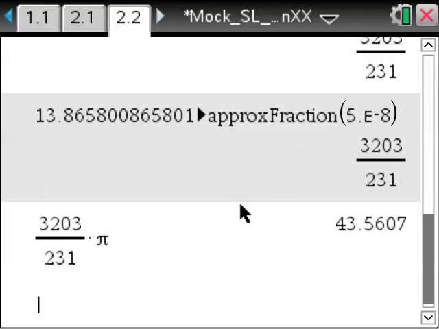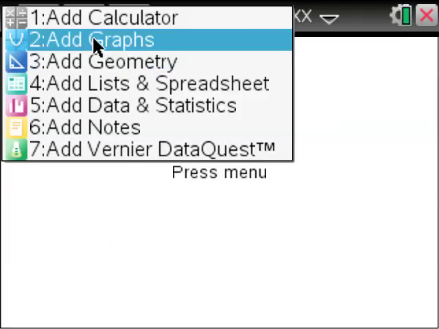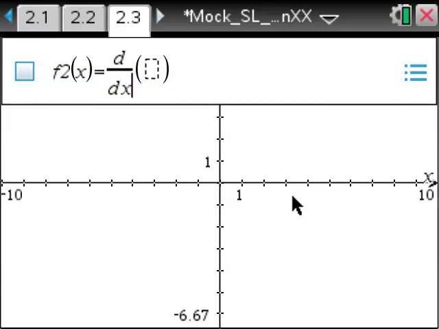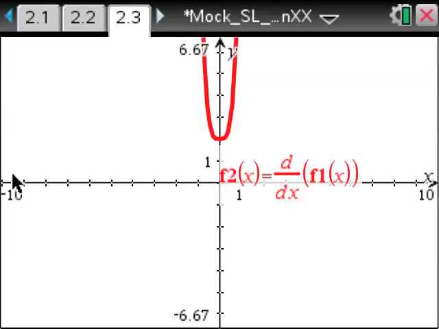Okay, carrying on to part F. We can't do the definite integral, but what we could do is write down what we think it is and check it graphically. So you may think, let's just insert a new graph page, that's the quickest way of doing it. And I'm going to templates, I'm going to choose the derivative template, and simply do the derivative, pressing var will give me f1 of x. And that's what the derivative will look like.